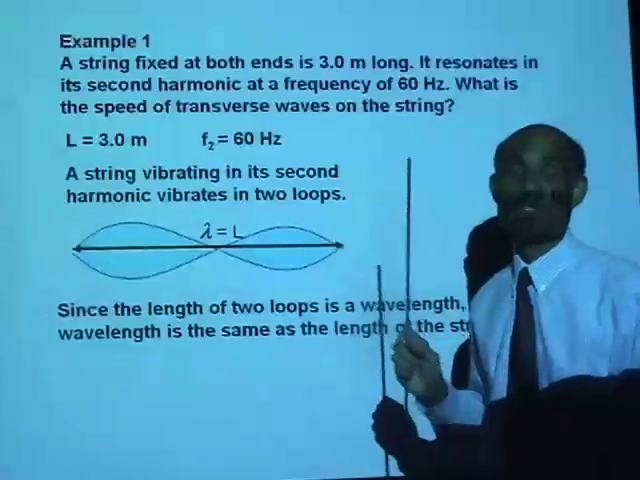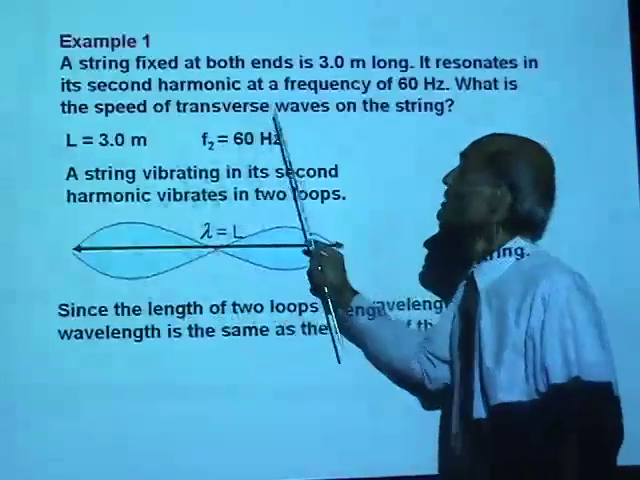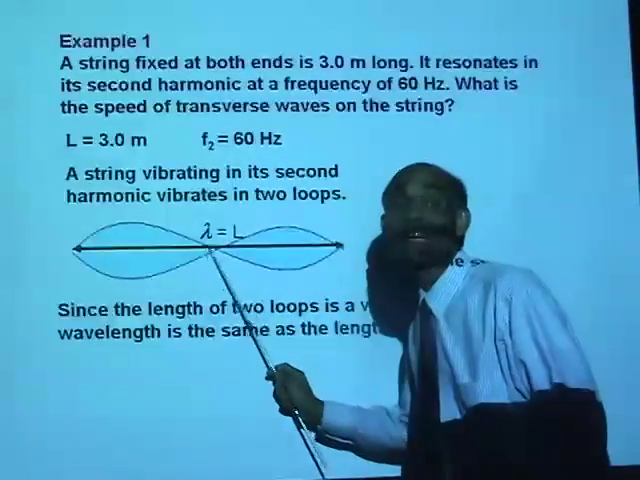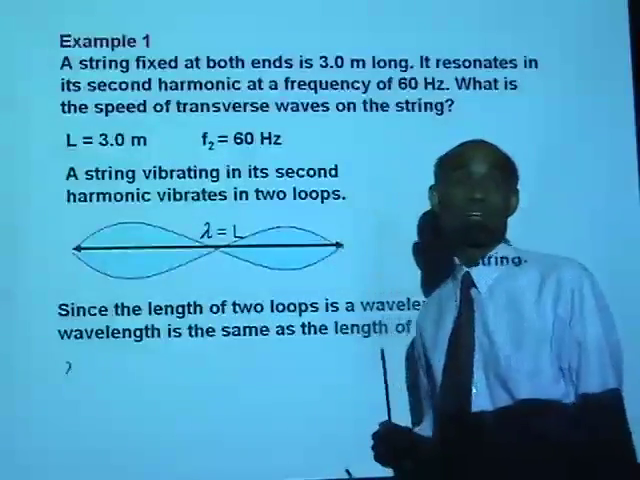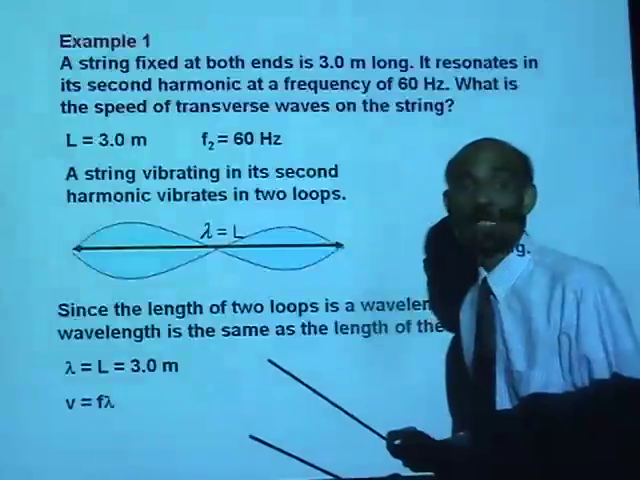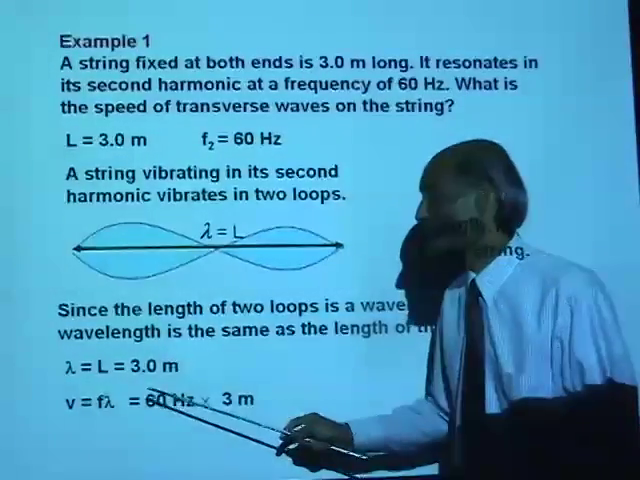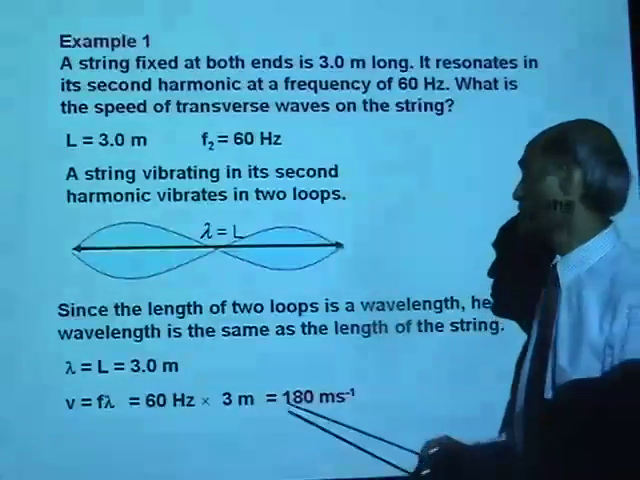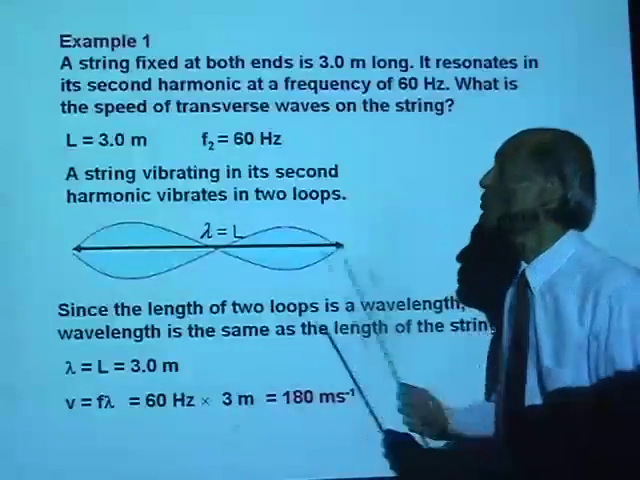Well, speed V equal to F lambda. We know the frequency of the second harmonic. We know the wavelength of the second harmonic. Therefore, we can calculate the wave speed. So, wavelength equal to 3 meters, V equal to F lambda, that will be 60 Hertz times 3 meters, that is 180 meter per second is the wave speed.